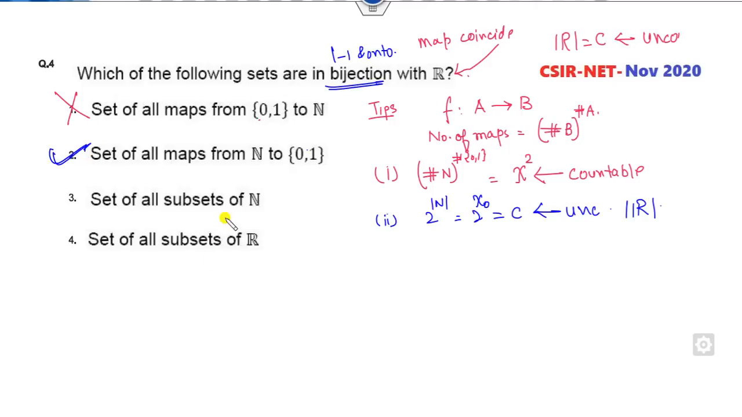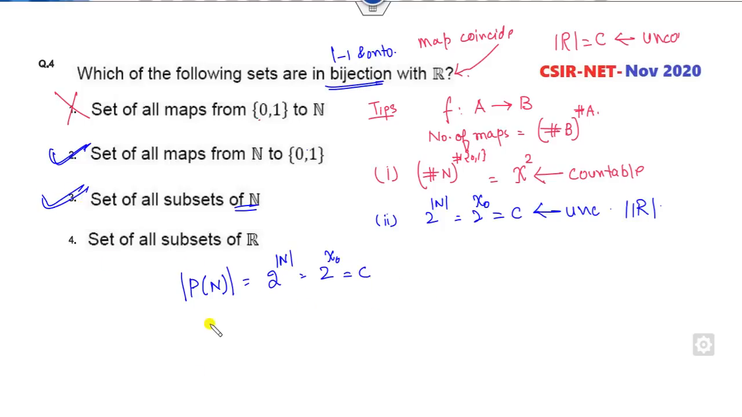Set of all the subsets of the natural numbers N. What is the set of all the subsets of N? That is a power set. So you have to find the cardinality of the power set. This is nothing but 2 raised to power n, which is 2 raised to power, which is again C, the continuum cardinal number.